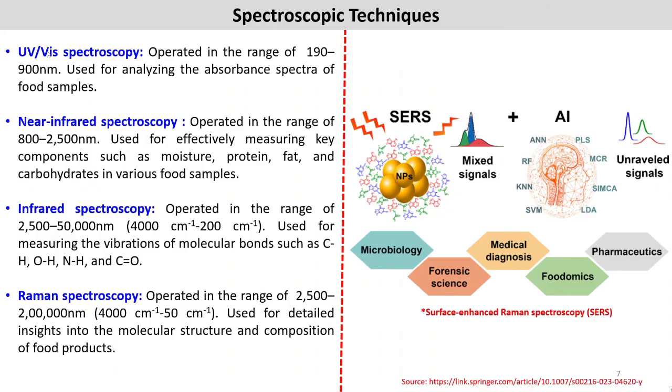Now coming to the spectroscopic techniques again, as I told you, these are the different types of spectroscopic techniques, and herein we have different wavelength ranges and what we can analyze. So one of the common chemometric analyses is the use of signals. Herein the example shows that the surface enhanced Raman spectroscopic method has been employed, and from there we get the spectral data, and then we apply artificial intelligence to unravel the underlying signals that are present in the mixed signals from the spectroscopic data. Now these isolated signal components are used to analyze microbiological data, forensic data, medical diagnosis, foodomics, and in the pharmaceutical industry.